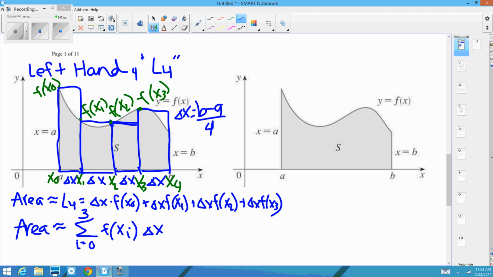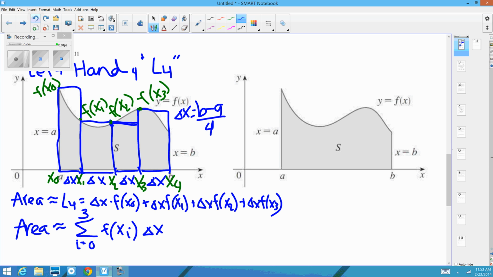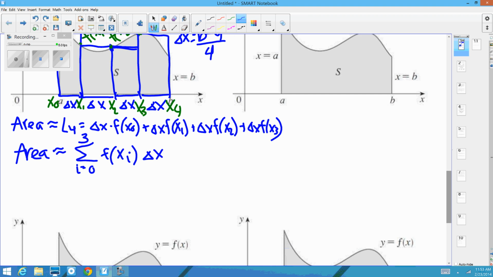Of course, 4 wouldn't be the best number, right? Maybe we could get 8 going. They'd be different sizes, using the left-hand values, or maybe 16. But the ideal would be to take an infinite amount of rectangles, and that's not something we'll be able to do by hand. All right, but let me write this down. So let's say we let delta x get really, really small.